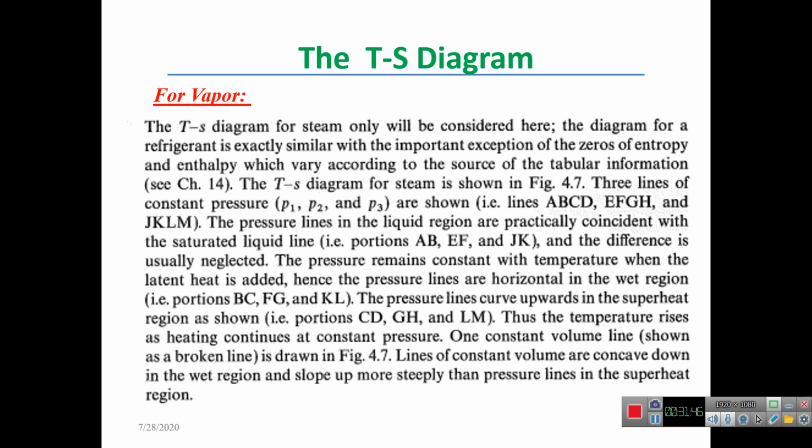There is one constant volume line that has been shown on this diagram, and the line is shown broken or dotted. As I have said earlier on, it has a concave shape down inside the wet region, and as you go out it slopes up more steeply than the pressure line.